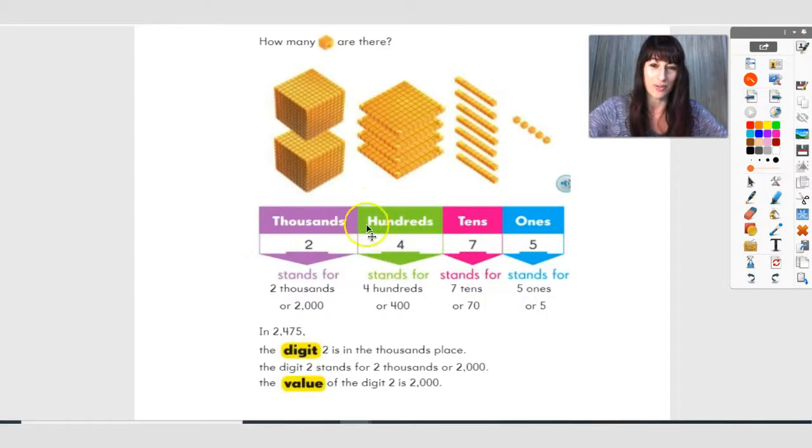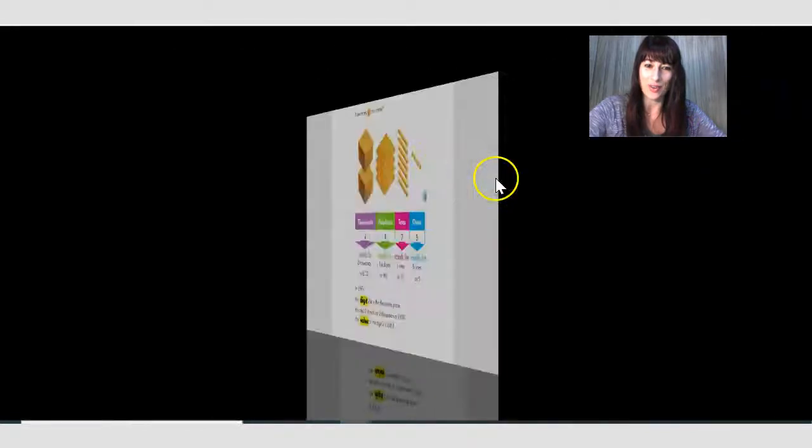Let's look at this picture over here. So here we have base 10 blocks, and as you can see, we have our place value chart, and the number is 2,475. We have 5 ones, 7 tens, 4 hundreds, and 2 thousands. Now if I ask you what's the value of the digit 2, you would say the digit 2 stands for 2,000. The value of the digit 2 is 2,000. Okay, let's try it.